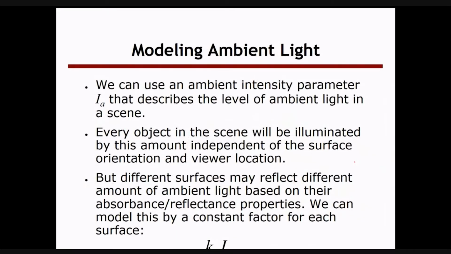We can use an ambient intensity parameter Ia that describes the light of an ambient light in a scene. So that intensity parameter is termed as Ia. Okay, so this parameter is nothing but the intensity that you're using. Every object in the scene will be illuminated by this amount independent of the surface orientation and the viewer's location. Whatever the viewer location is, whatever the surface orientation is, you just keep it aside. We are not considering this case as of now in the ambient light.